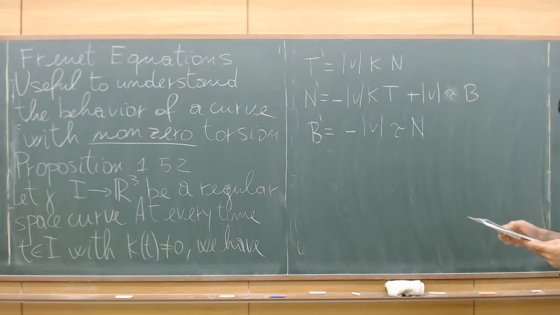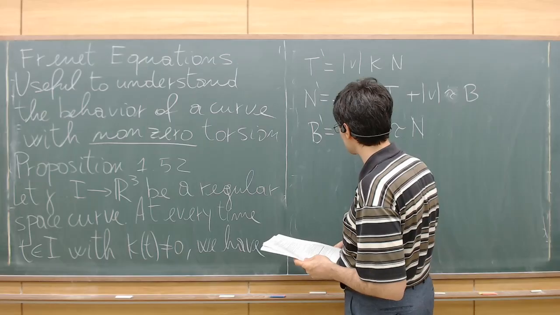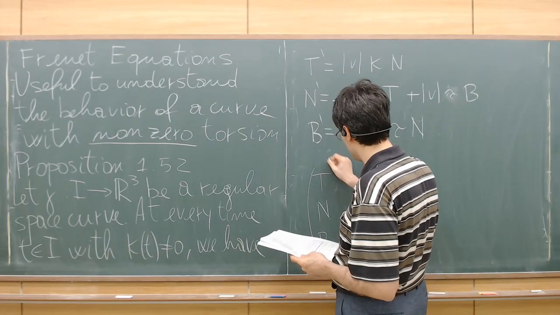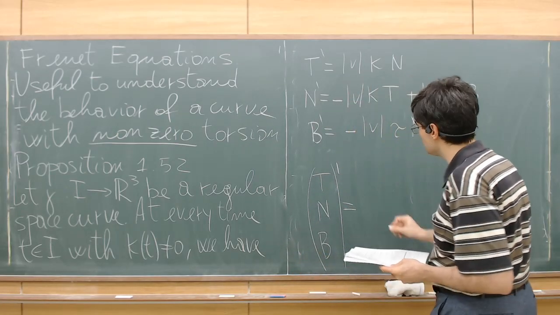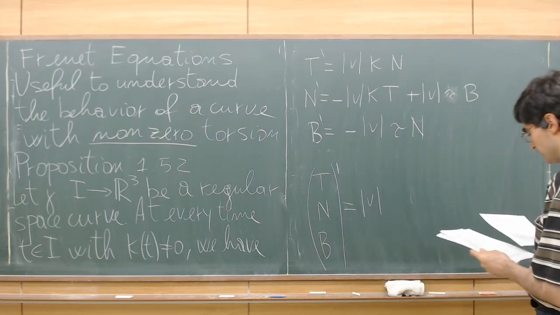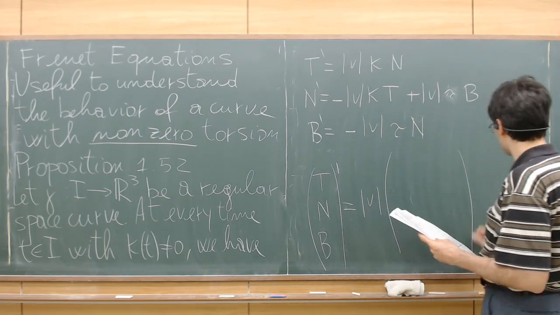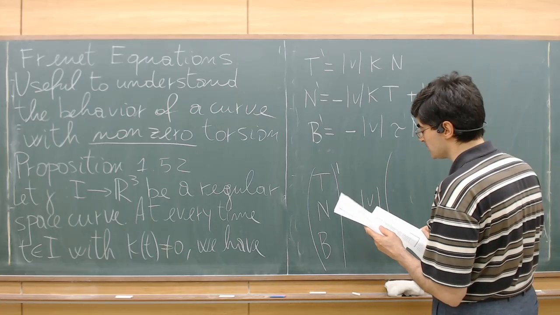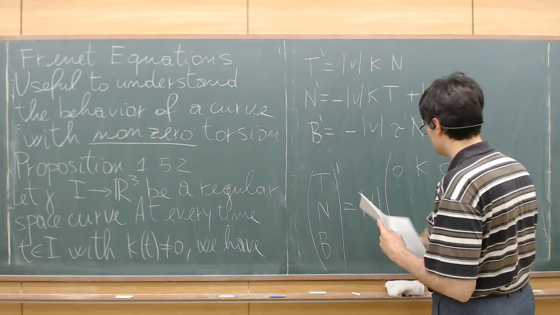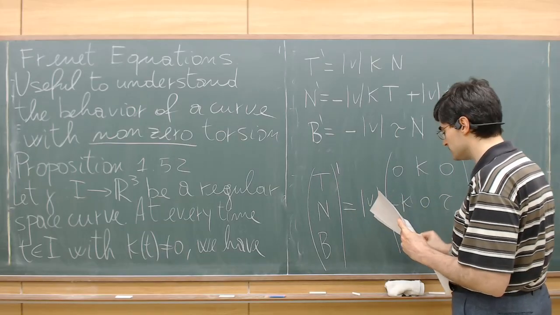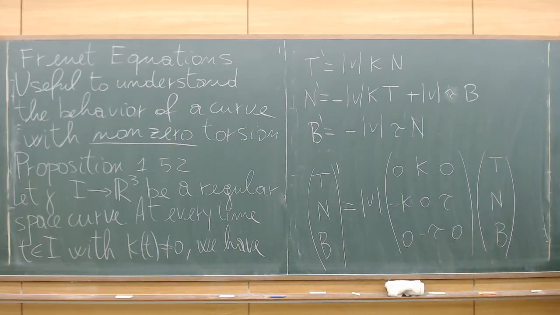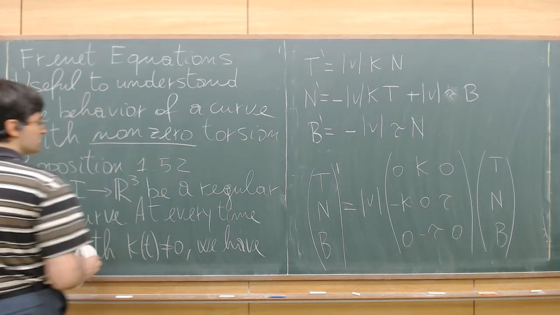These equations can also be written in the language of matrices, so we can write (T, N, B) prime equal to length of V times the matrix 0, k, 0; minus k, 0, tau; 0, minus tau, 0. Okay, let's prove why this is true.